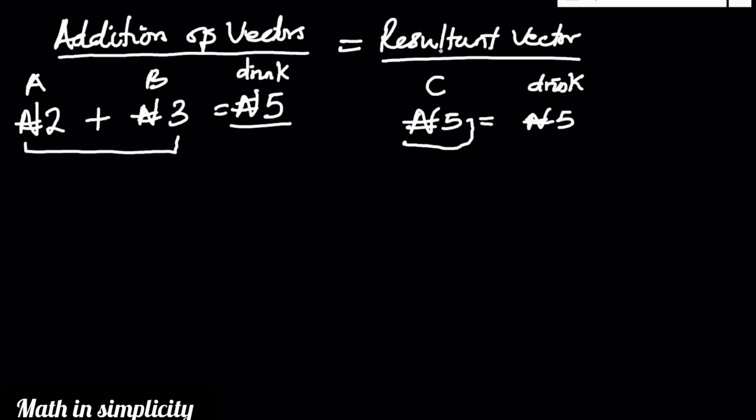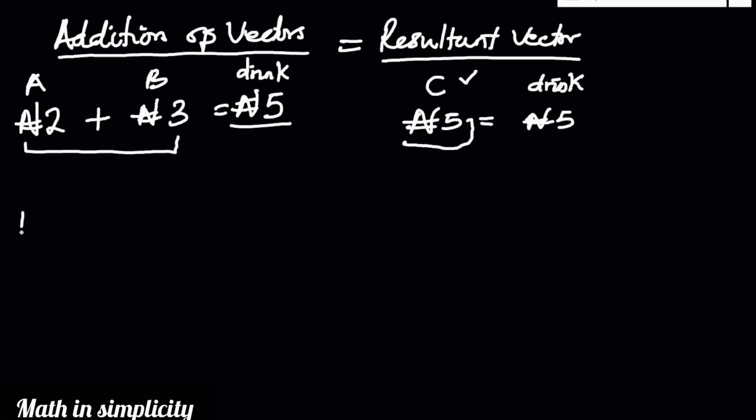So a resultant vector is that one single vector, in this case student C, that will have the same effects in magnitude, that means in size, and also in direction as other vectors acting in a system. It doesn't only have to be 2 vectors.